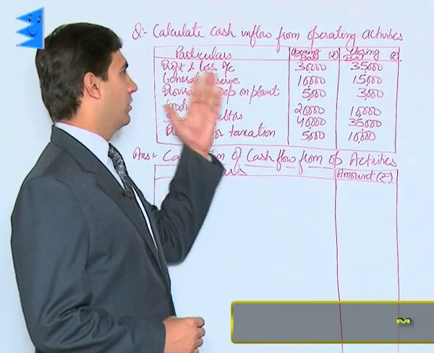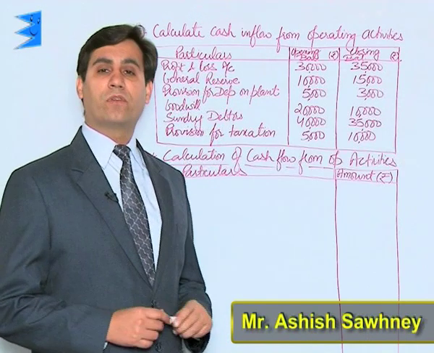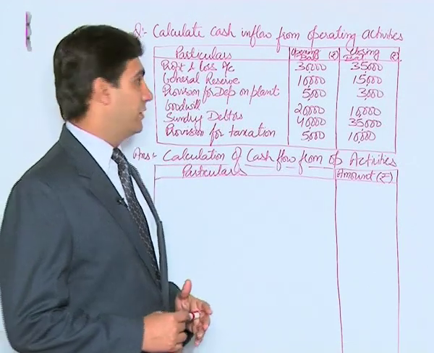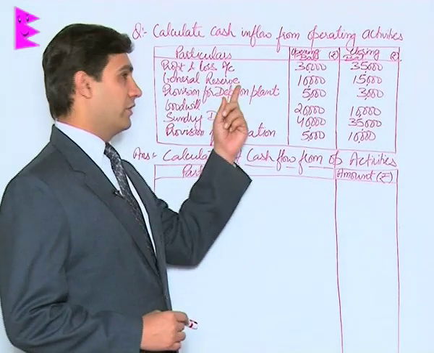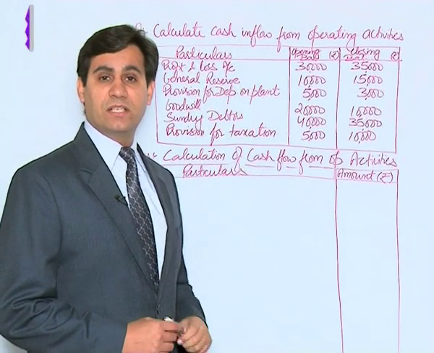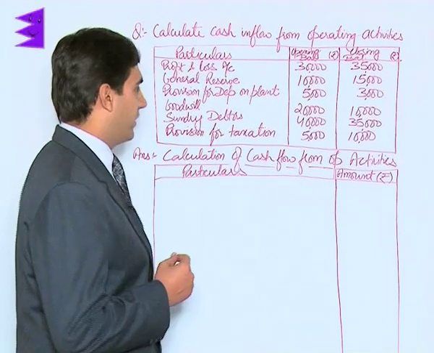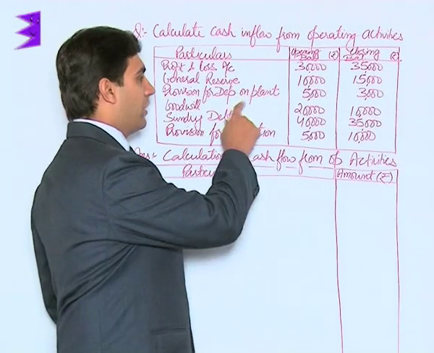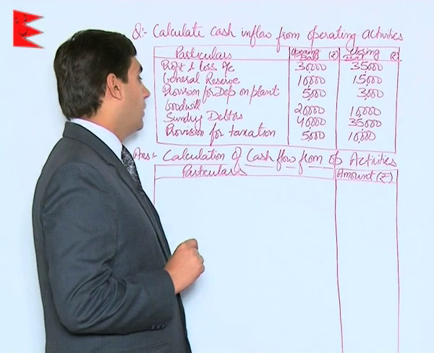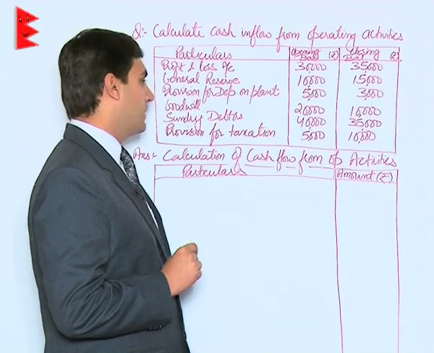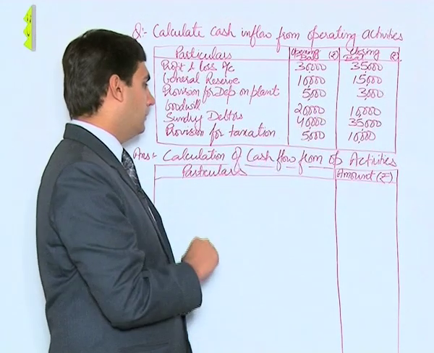Now here in this question, we are required to calculate cash inflow from operating activities. The particulars include profit and loss account, general reserve. Now students, general reserve represent appropriation of profits. Then provision for depreciation on plant is a non-cash item. Goodwill is also a non-operating expense that has been written off during the year.